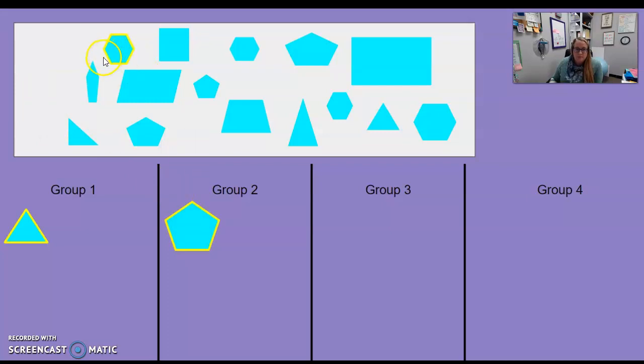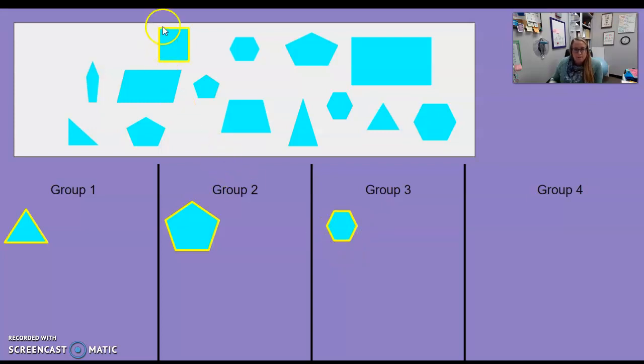All right, look at this one. This one has 1, 2, 3, 4, 5, 6 sides and 1, 2, 3, 4, 5, 6 vertices. So let's look at it. Is this going to fit into group 1, group 2, or does it need to become its own group? Hopefully you said it needs to become its own group because it's not like the other 2 groups. Okay, and what was this 6-sided figure called? That's right, it's a hexagon.